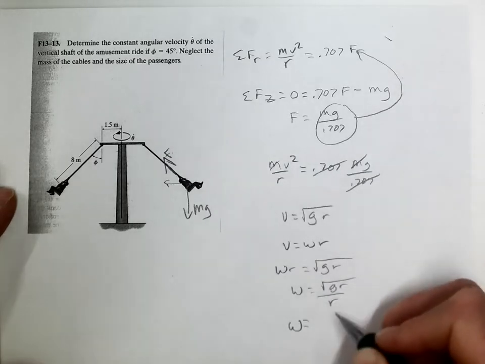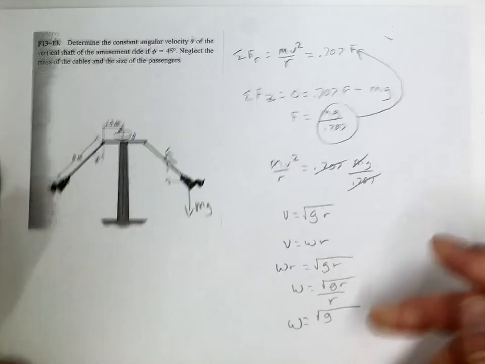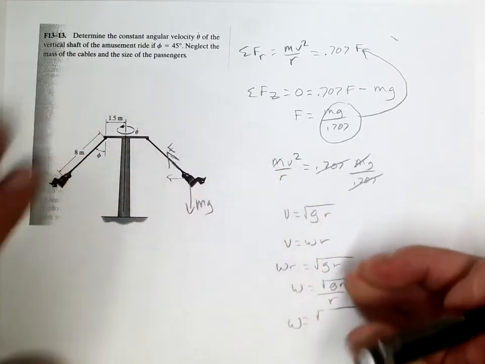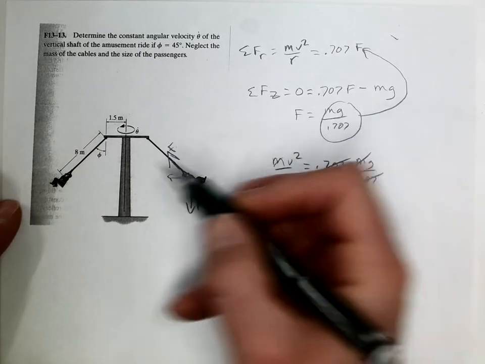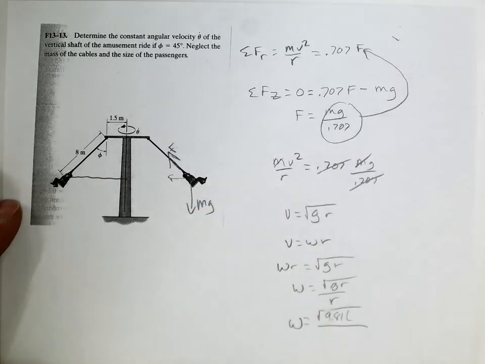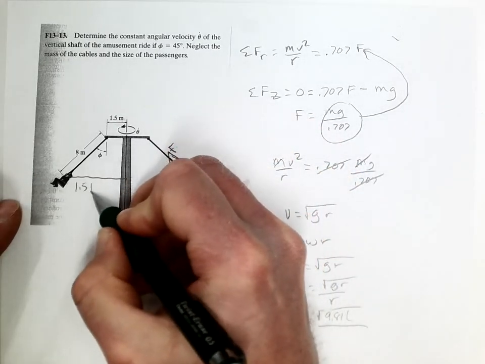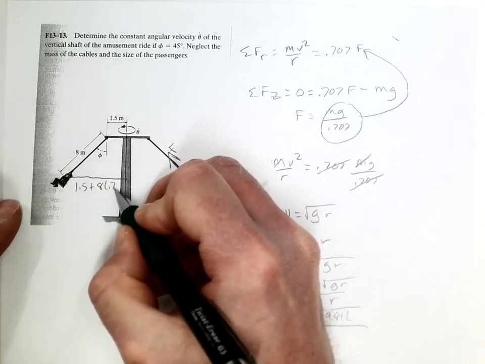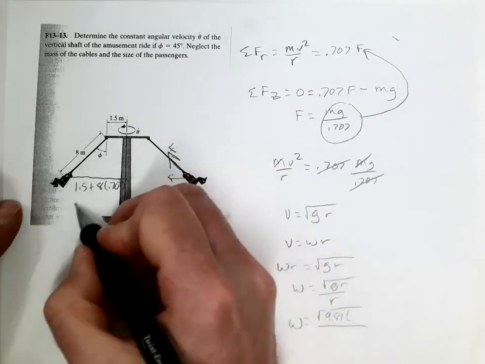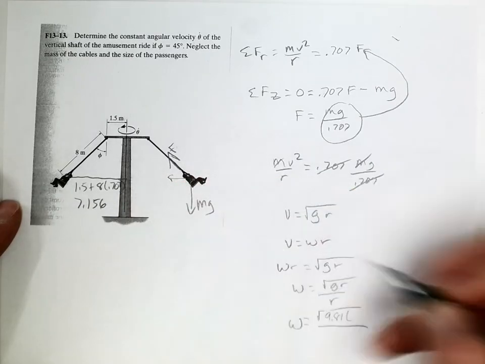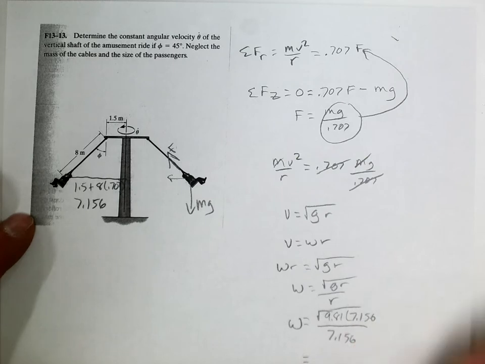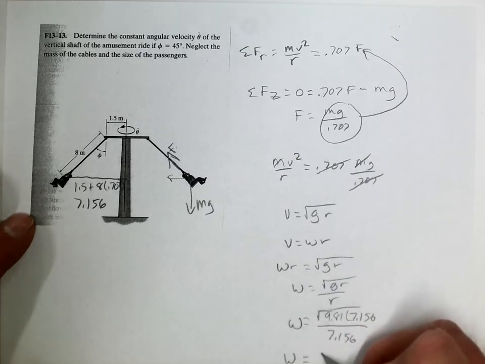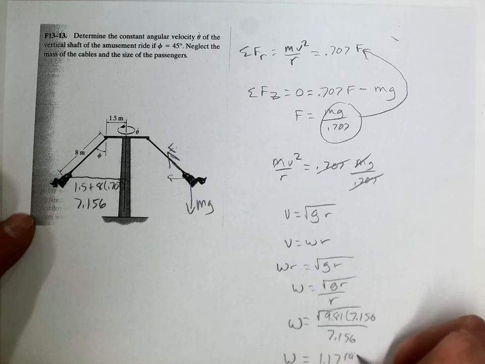Substituting in, g is 9.81. R is this distance here, which is going to be 1.5 plus 8 times 0.707, which equals 7.156. Divided by 7.156, and omega is equal to 1.17 radians per second.